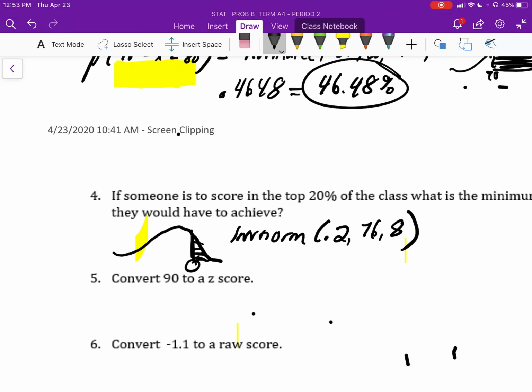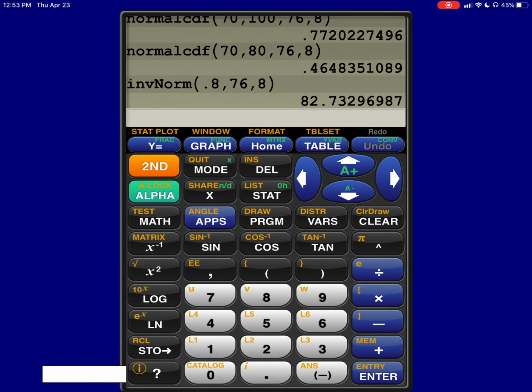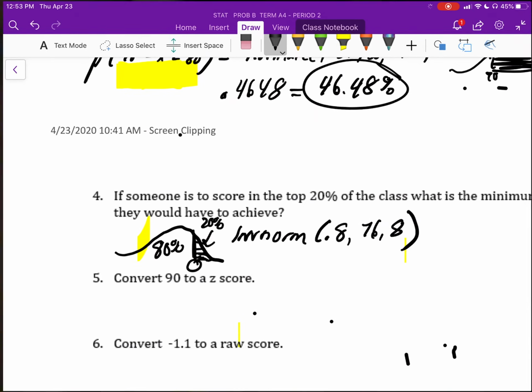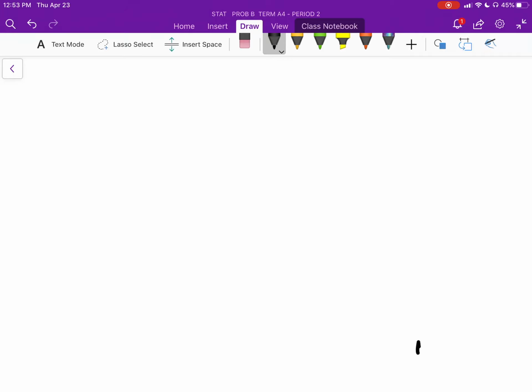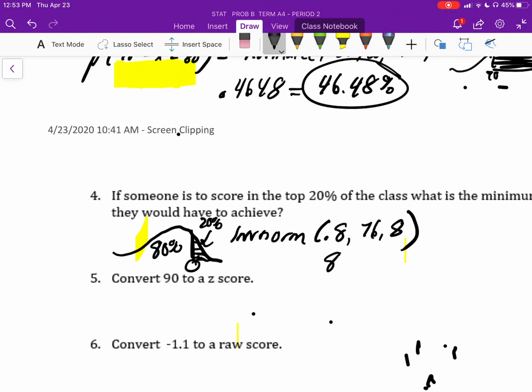My iPad's taking a while to sync. So the top 20% would be, so this would be 80% on this side, and this side is 20%. See what I mean? So we always measure the left side. And this came out to be, I forgot this number, 82.73 is what we were looking for. So your score would have to be, there's some sort of lag here, 82.73.